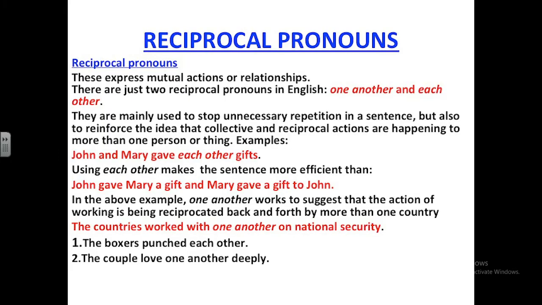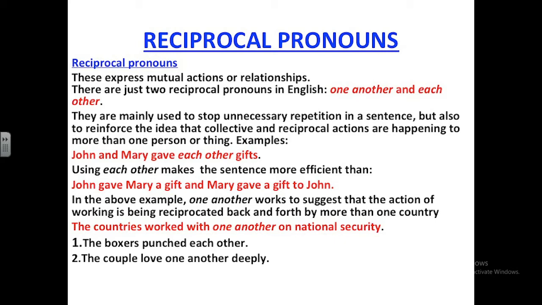Using each other makes the sentence more efficient. Instead of saying, John gave Mary a gift and Mary gave John a gift, we could just say, as we previously mentioned, John and Mary gave each other gifts.